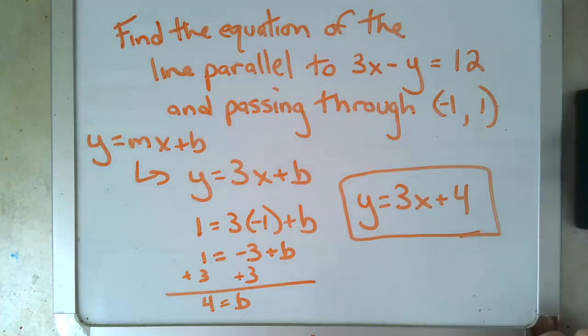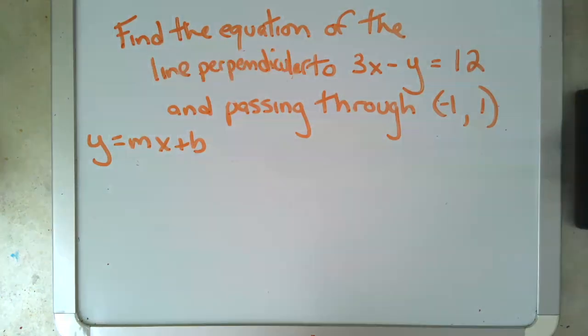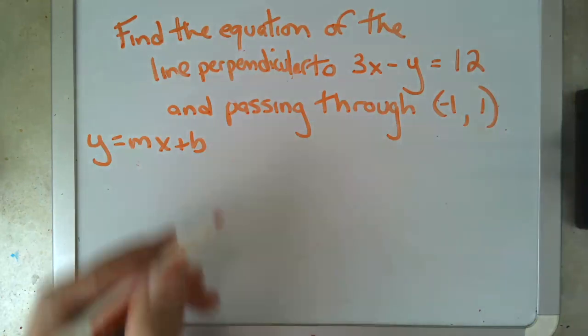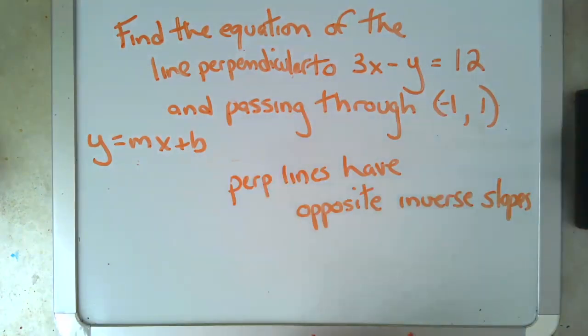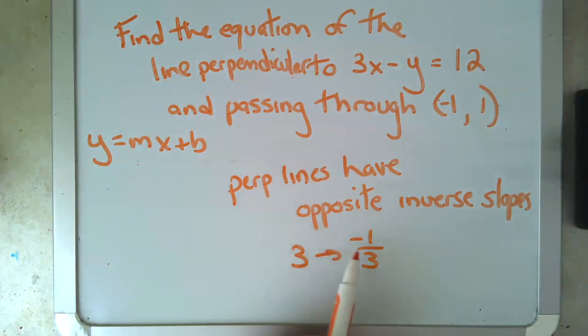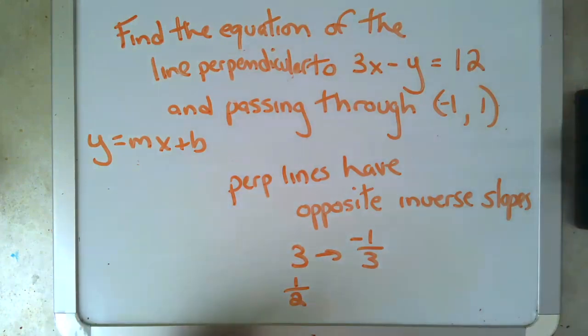All right, now let's take a look at this same concept, but let's change parallel to perpendicular. All right, so let's remember that perpendicular lines have opposite inverse slopes. Opposite means their signs are the opposite. So positive and negative, or negative and positive. Inverse means A over B goes to B over A. So that would look like the following. So if the slope of one line was 3, the slope of the perpendicular line would be -1/3. Or if the slope of one line was 1/2, the perpendicular line would be, that's right, -2, right?